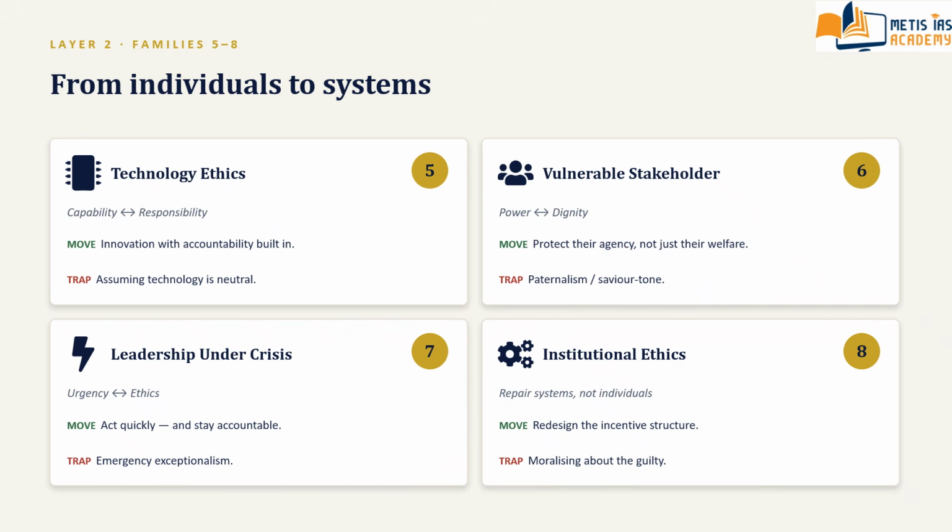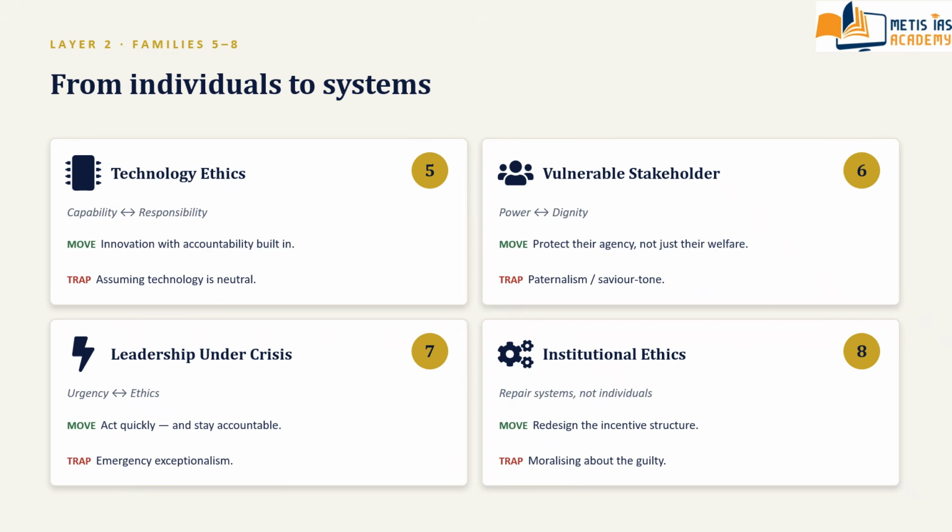So most case studies are variations of these 8. Recognition reduces complexity. That is why we are discussing these families. Conflict of interest, compassion versus rules, public interest versus career risk, development versus sustainability, technology ethics, vulnerable stakeholders protection, leadership under crisis, institutional ethics. Please remember these 8 families as far as case studies are concerned.